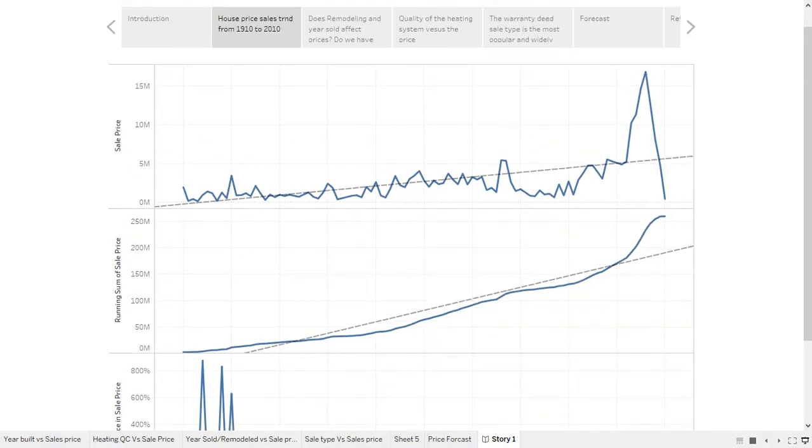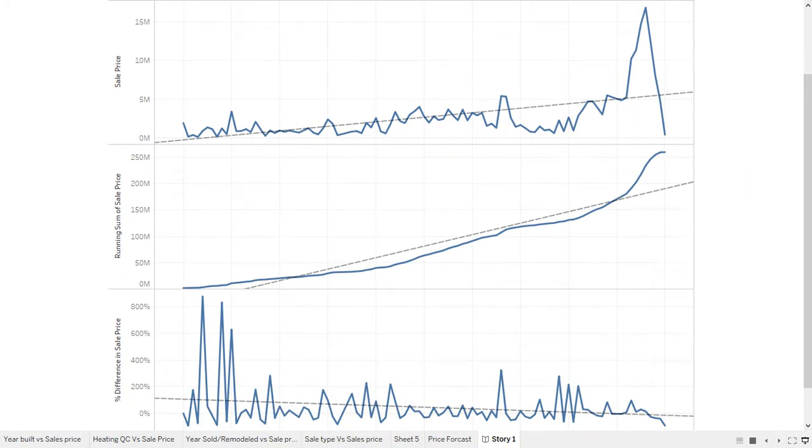From this data, we see that the sum of sale price increases. It has an increasing trend over time, as we can see from the trend line. As the years increase from 1910 towards 1920, the sum of sale prices also increases, same as the running sum of sale prices.